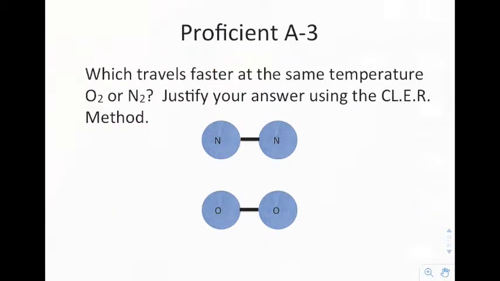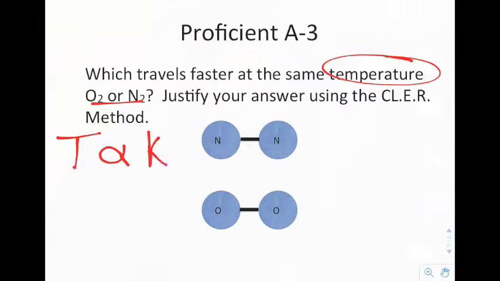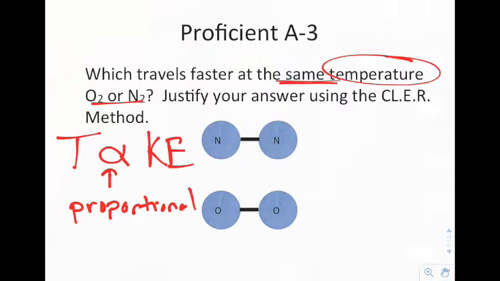It says which travels faster at the same temperature, O2 or N2. It says justify your answer using the CLEAR method. So remember, temperature is very similar to kinetic energy. This right here means proportional. So because of that, if you have an increase in temperature, you have an increase in kinetic energy. Since they're the same temperature, they have the same kinetic energy.